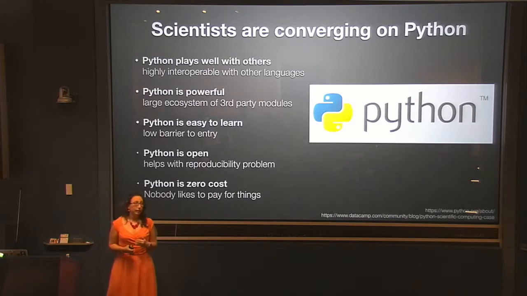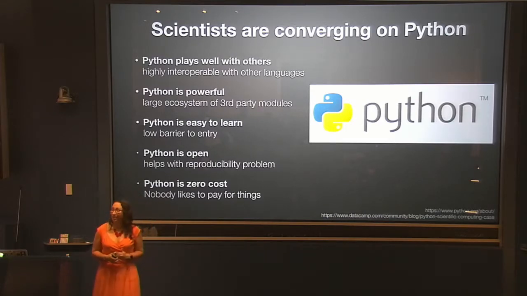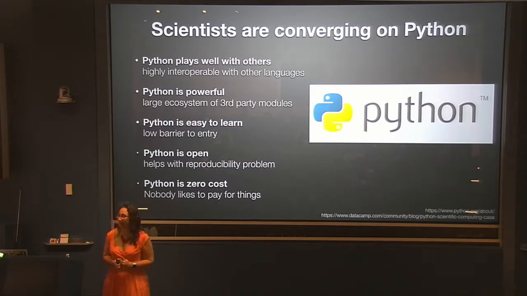One of the most compelling things, I think, for astronomers was that Python is zero cost. The coding language before Python that we were using was called IDL, which doesn't matter what it was called, it's expensive. And so not everybody could use it, which is a huge problem.